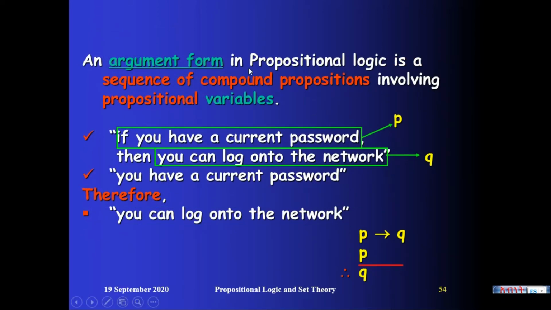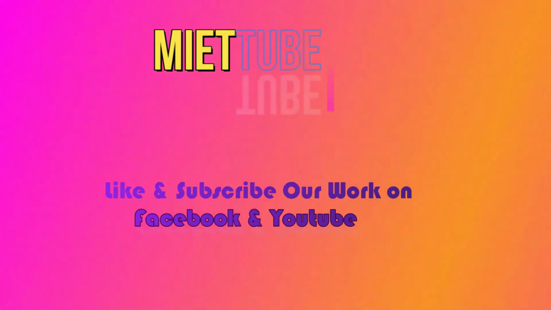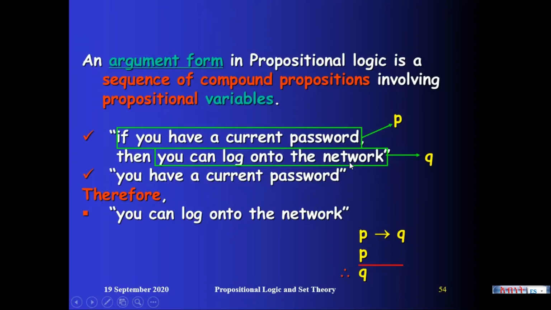Now, our next task is to represent that verbal argument form in a symbolic or mathematical form. An argument in propositional logic is a sequence of compound propositions involving propositional variables. So, earlier we have seen: if you have a current password, then you can log on to the network. If P, then Q. Let's say you have a current password is P, and you can log on to the network is Q. By the way, this is the first premise, we call it P1.